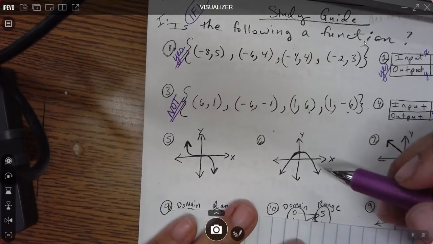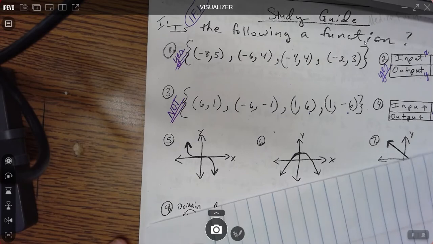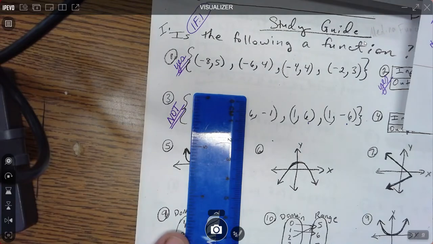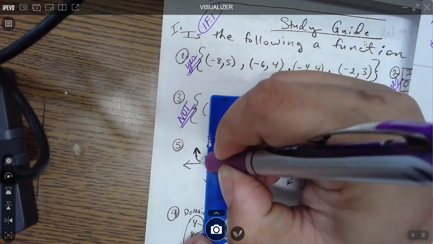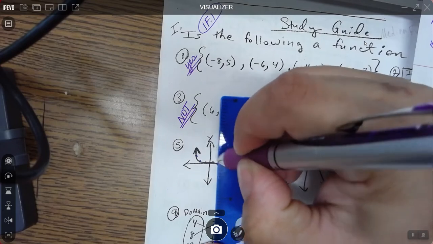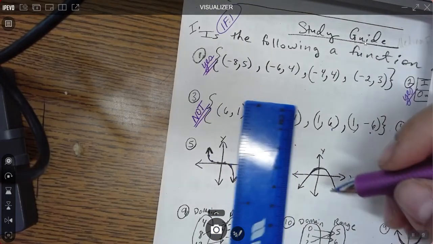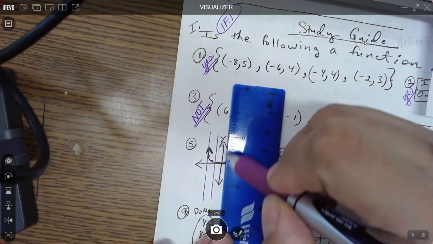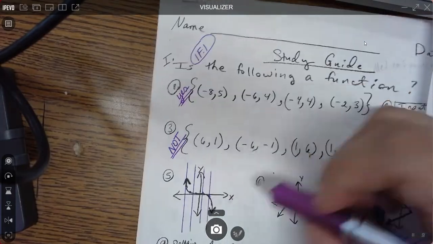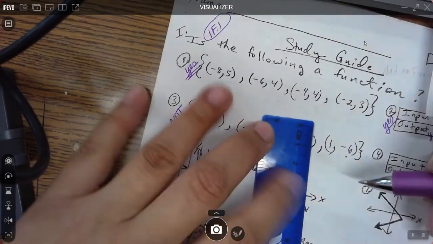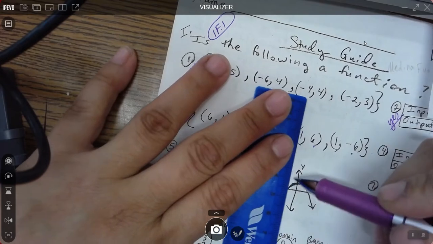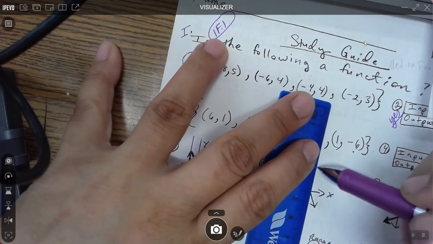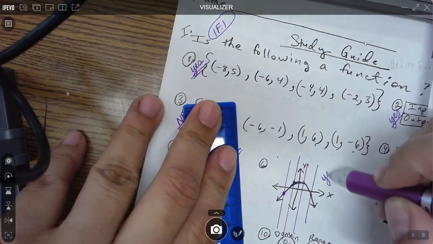All right, number 5, for this, we would have to do the vertical line test. And so let me get the blue ruler. As you can see, as we do the vertical line test, you're only touching the function once throughout. It only touches once every single vertical line, okay? So we're good. So yes, it's a function, vertical line test. Same thing with this one. It only touches once. Only touches once. And so yes, this is a function.